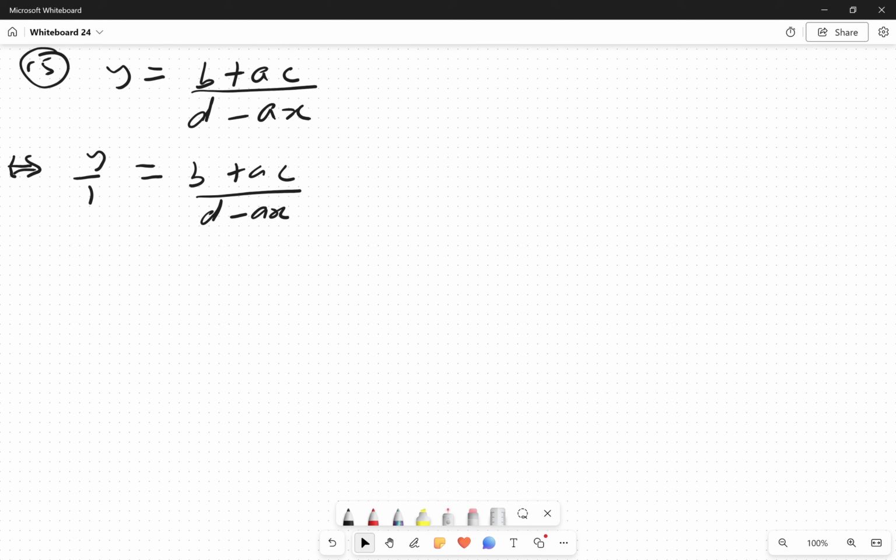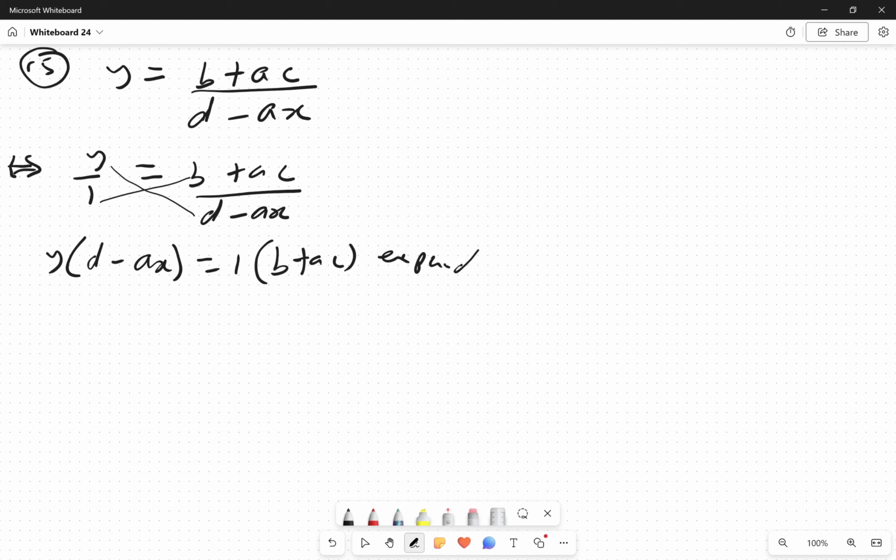So next thing to do is use the butterfly method. You cross multiply. So the down will go with that, and this one will go with that. If we do that, we have y outside, d minus ax is equal to 1 outside, you have b plus ac. Then you expand both sides, or you distribute. So you have y times d minus y times a times x equal to 1 times b is b and 1 times ac is ac.